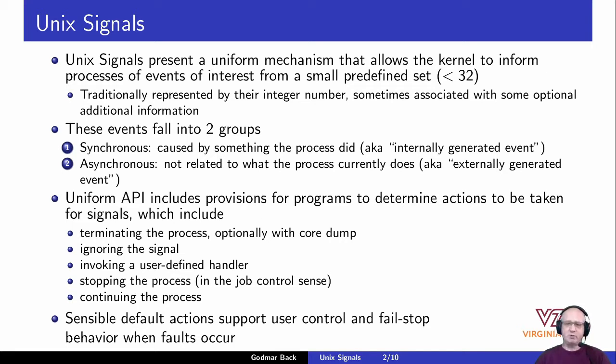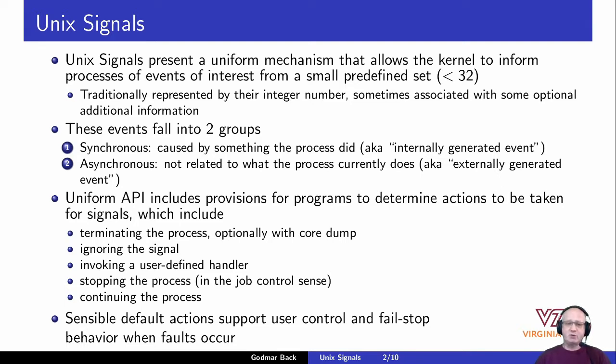Now, independent of which one of these two types it is, signals provide uniform APIs, and the process to which the signal is sent may then, at its discretion, take one of multiple possible actions. One action is to just ignore the signal. Another one is that the process is terminated, optionally with a core dump, which is a file that contains that process's current memory content, so it can be placed into a debugger and debugged later on. That's called a core dump.